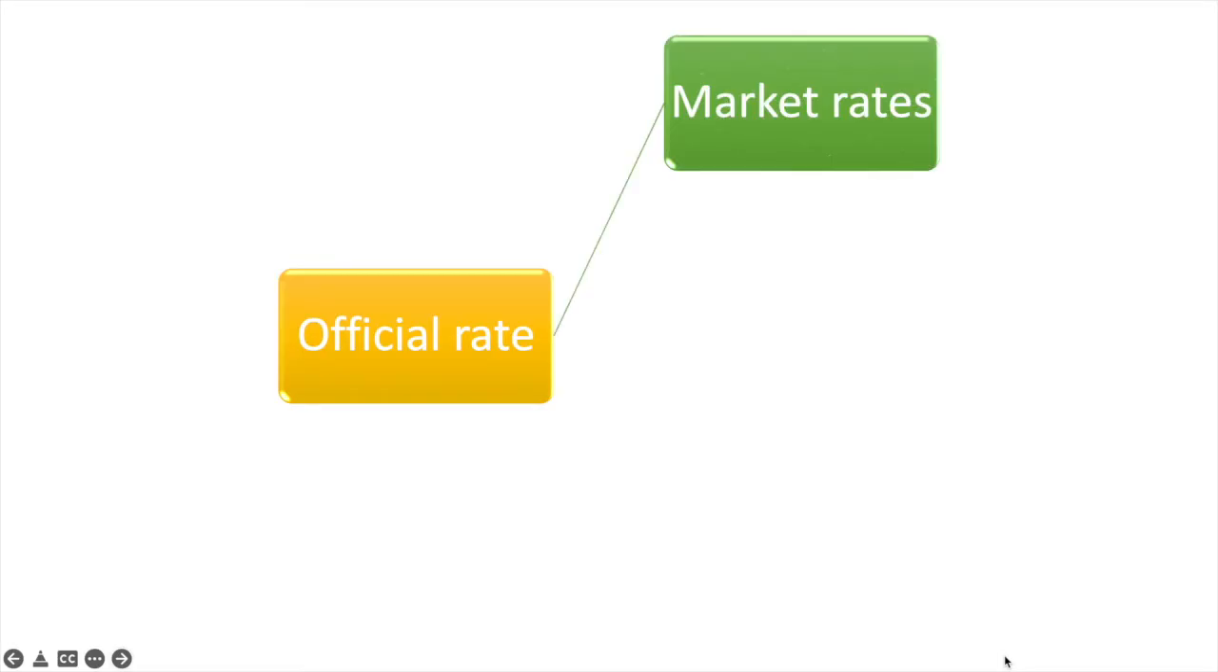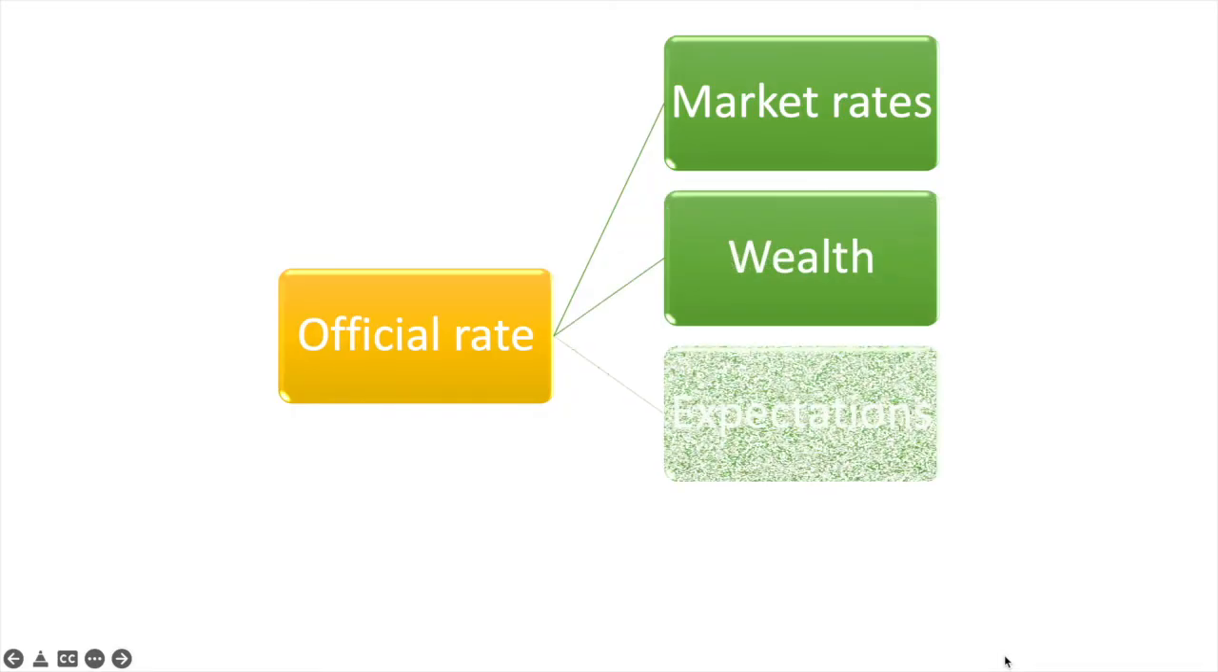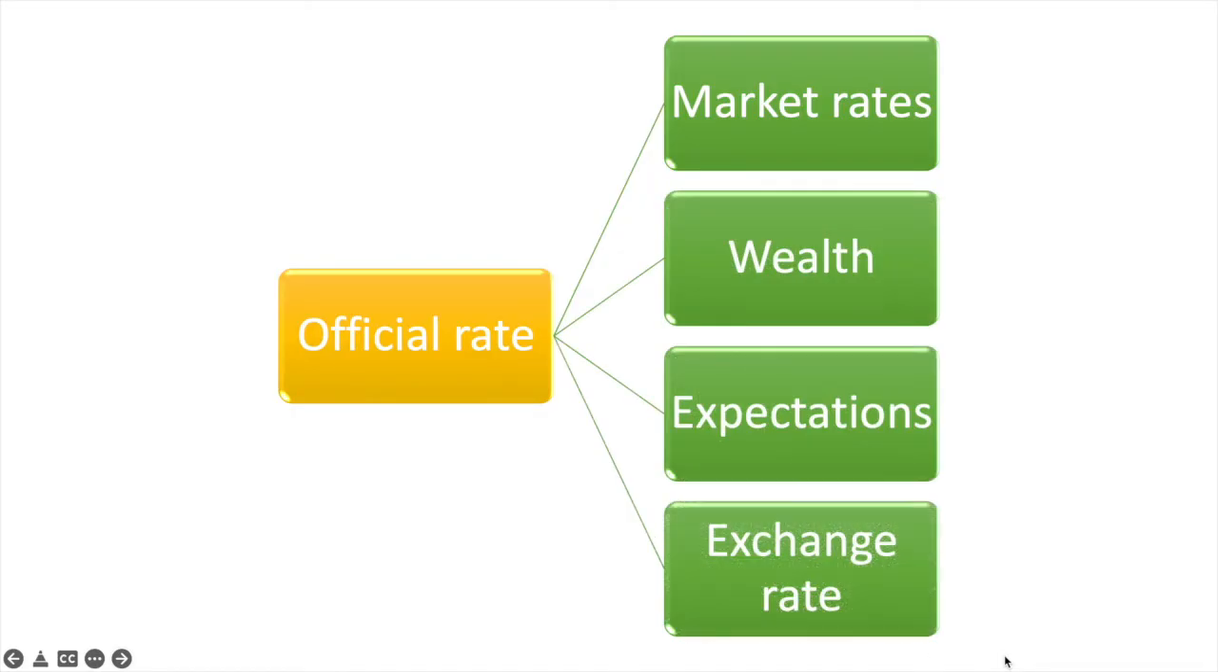The official rate works through a series of channels by which it will eventually influence the price level and real GDP. We'll examine the relationship between the official rate set by the central bank and market rates, wealth, expectations, and the exchange rate. You should be aware that the official rate is the rate at which commercial banks borrow directly from the central bank. If the cost of borrowing from the central bank rises or falls, this will have an impact on the variables you see here. Let's consider each in turn.